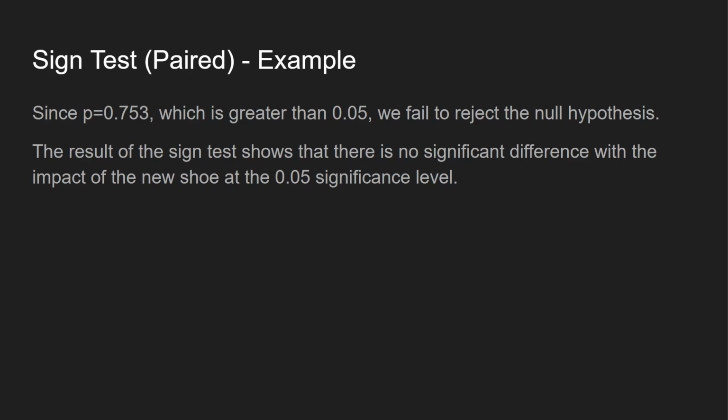Which is much greater than 0.05. So we fail to reject the null hypothesis. The result of the sign test shows that there is no significant difference from the impact of the new running shoe at the 0.05 significance level. So that is just a quick walkthrough.